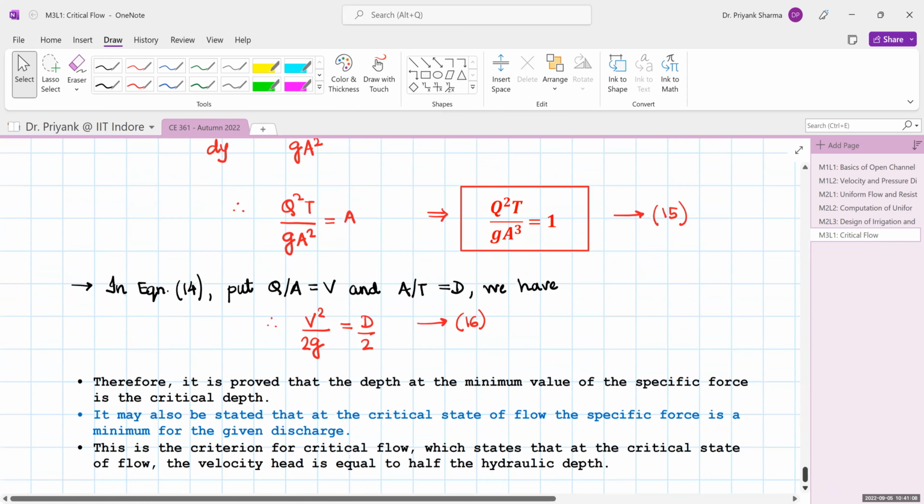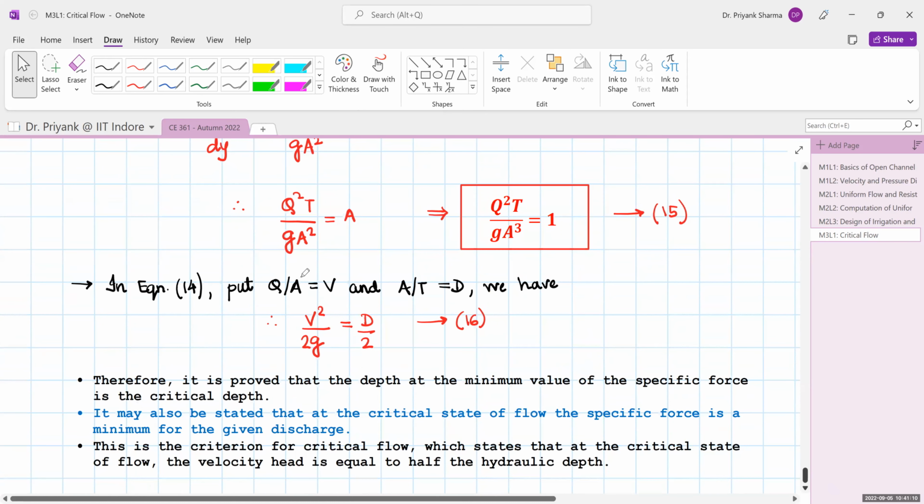And lastly, if we put Q by A is equal to V and A by T is equal to D, this equation 15 becomes V square by 2g is equal to D by 2. That means at critical state, your velocity head is equal to half of your hydraulic depth. So it is a very important relationship for the critical flow.